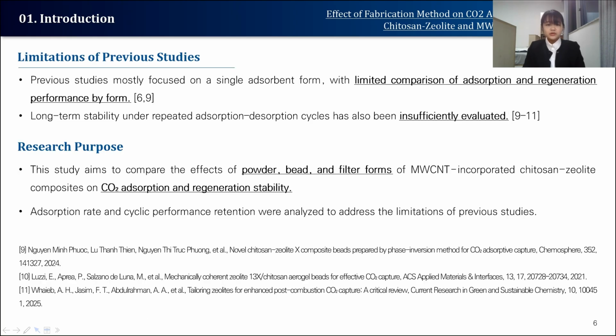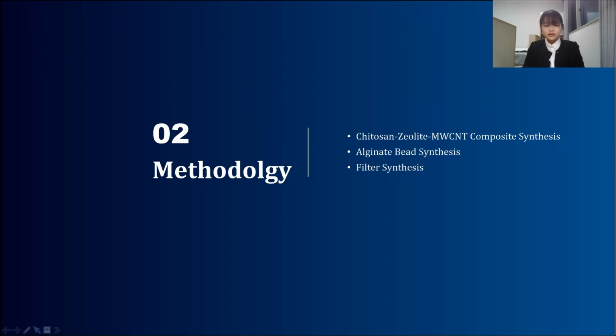Previous studies mainly focused on only one form, such as powder or beads. However, the form of material can strongly affect surface exposure, gas diffusion, and stability during repeated cycles. Therefore, the purpose of this study was to compare powder, bead, and filter forms of the same Chitosan-Zeolite MWCNT composite in terms of CO2 absorption and regeneration stability.